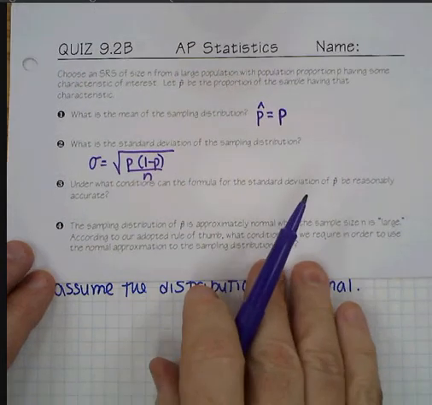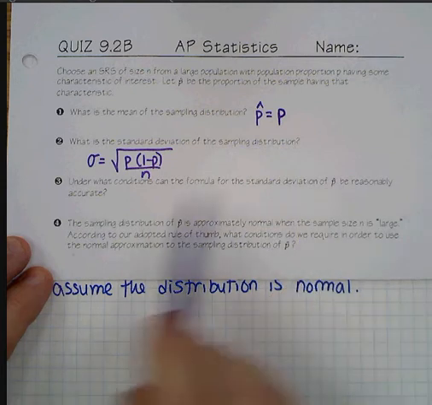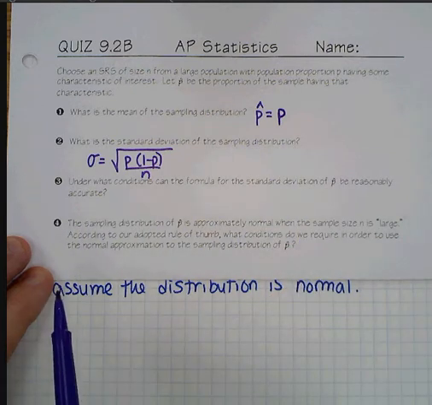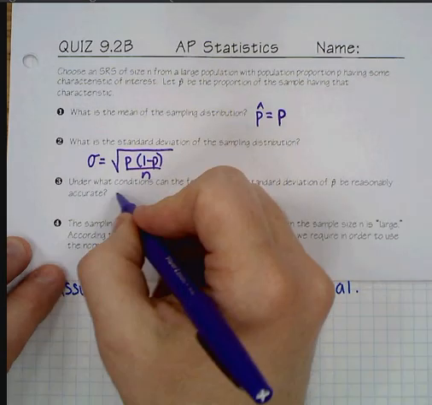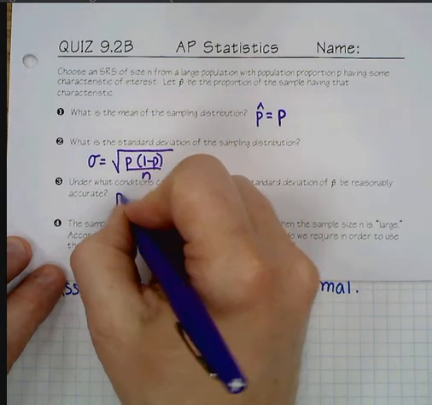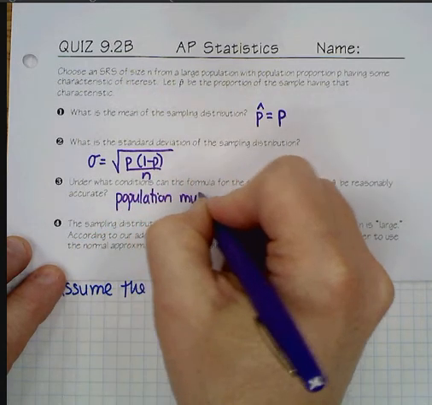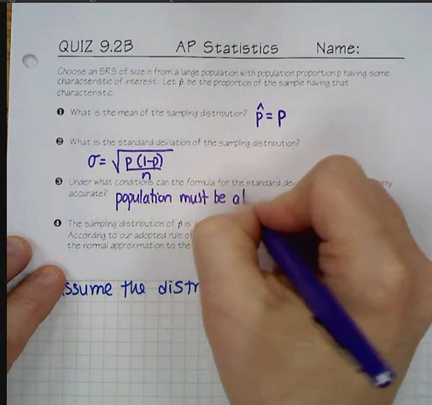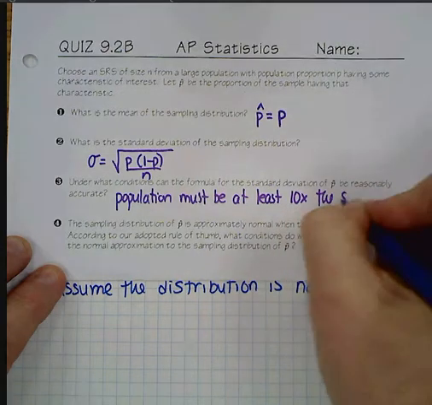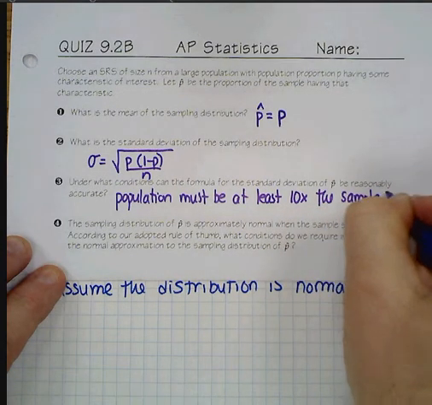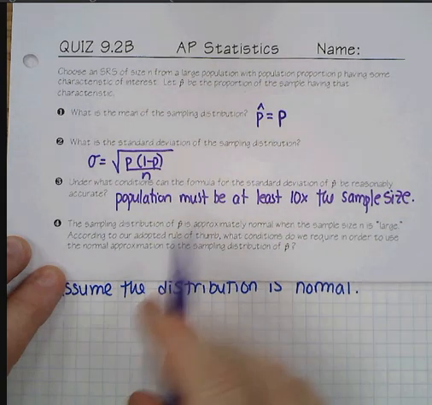Number 3, under what conditions can the formula for the standard deviation of p hat be reasonable and accurate? And that is our condition number 2, which is the population must be at least 10 times the sample size. So there is our criteria for number 3.